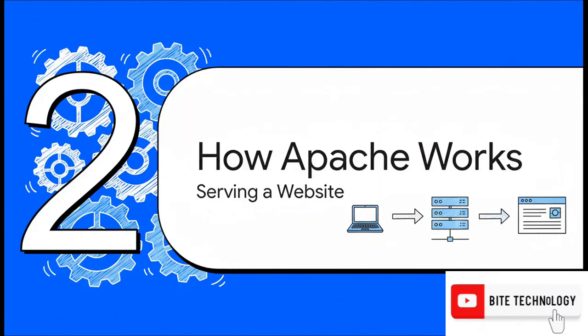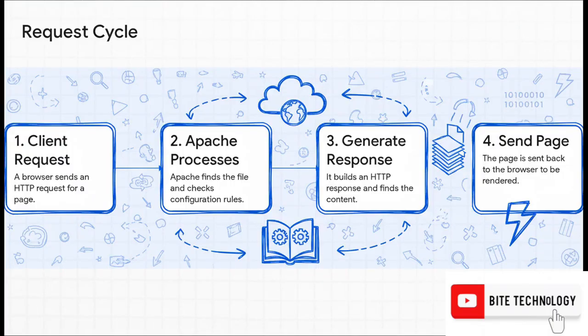But what does it actually do? How does it work? What are the actual steps that take your click and turn it into a website on your screen? Well, it all comes down to this four-step dance called the request-response cycle. It's actually pretty elegant. First, your browser, the client, sends out an HTTP request for a page. Apache gets that request, finds all the right files, and does any processing, like running scripts, to build the page. Then, it puts together the response and sends that fully formed web page right back to you. Simple, fast, and it happens in the blink of an eye.